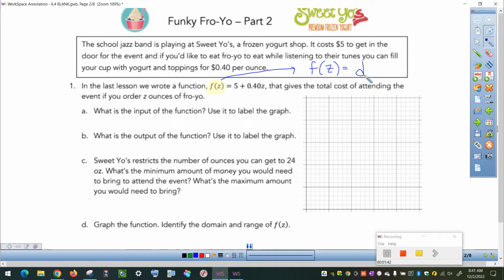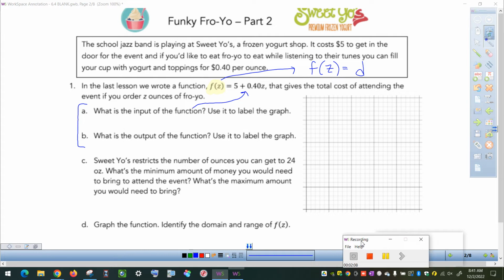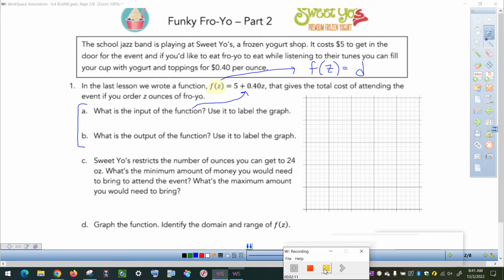And so let's actually take a moment here on your paper. I just want you to answer parts A and B. So let's take a moment to read those questions. When it's talking about the function, it's referring to this function right here. It's asking us to identify the input and the output. So you only have two choices. Between number of ounces and dollars, which one is the input, which one is the output. And then we're going to use that to label the axes of our graph. And the hint here is that the input always goes on the x-axis, and the output always goes on the y-axis.